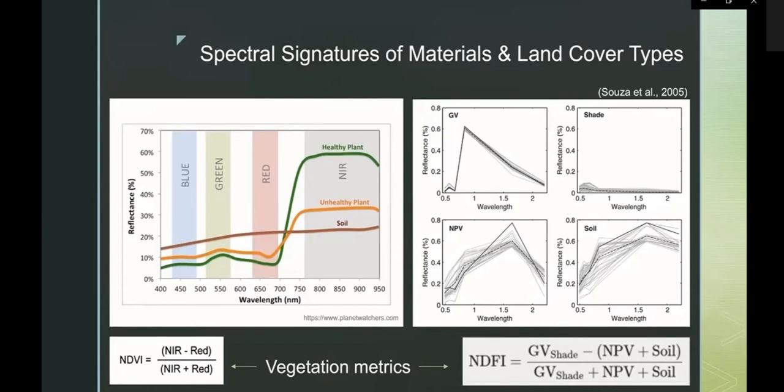We use the patterns defined by Souza et al. for green vegetation, GV, non-photosynthetic vegetation, NPV, shade, and soil. This is called linear spectral mixture analysis, or SMA. When there are greater portions of soil and non-photosynthetic vegetation, the NDFI value is low and indicative of degraded forest conditions or naturally sparse canopy cover.